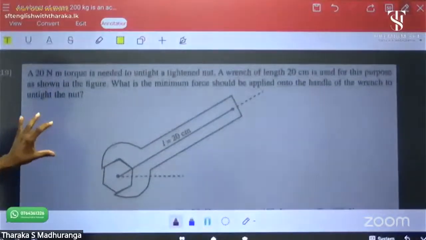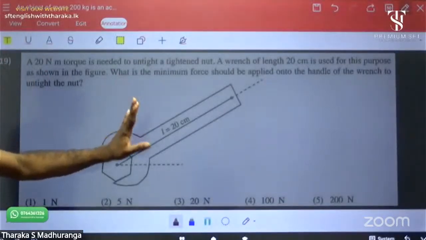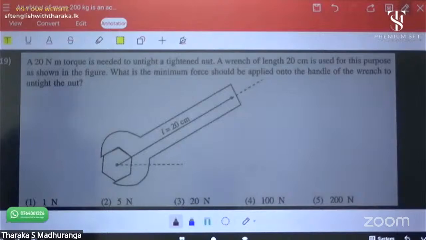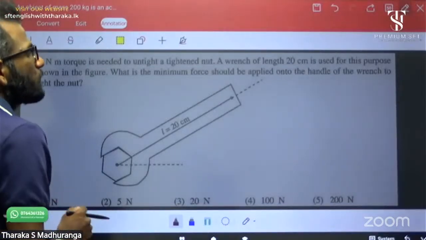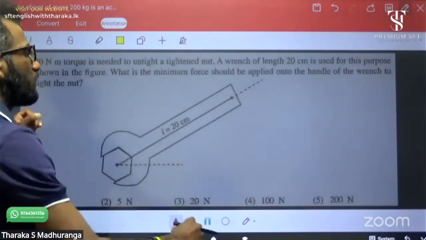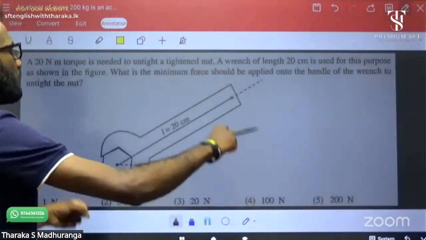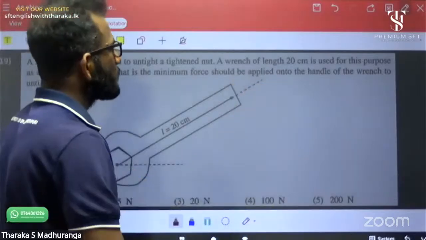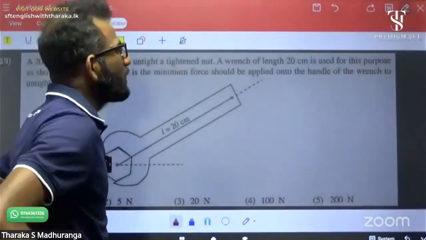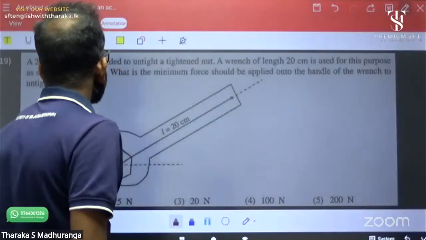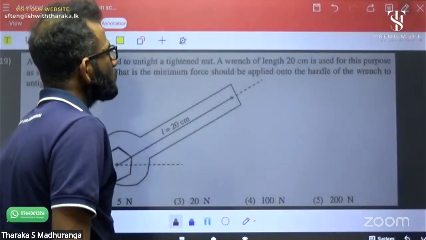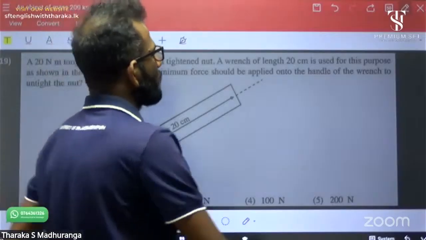Okay, let's move into the next question. Again, same type of question, very easy. 20 Newton meter torque is needed to tighten a nut. A wrench, that means a spanner, of length 20 centimeter is used for this purpose as shown in the figure. What is the minimum force that should be applied to the handle of the wrench?